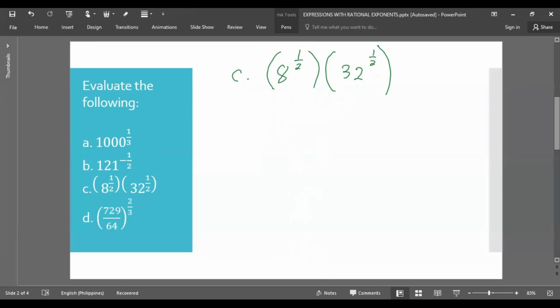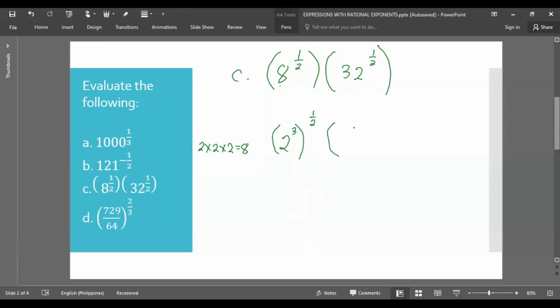Let's have now letter C. 8 raised to 1/2 times 32 raised to 1/2. Okay, first step, express the base as an exponential expression. 8 can also be written as 2 raised to 3 because 2 times 2 times 2 is equal to 8. That's the original base. Then put 8 inside the parentheses, then copy the exponent.